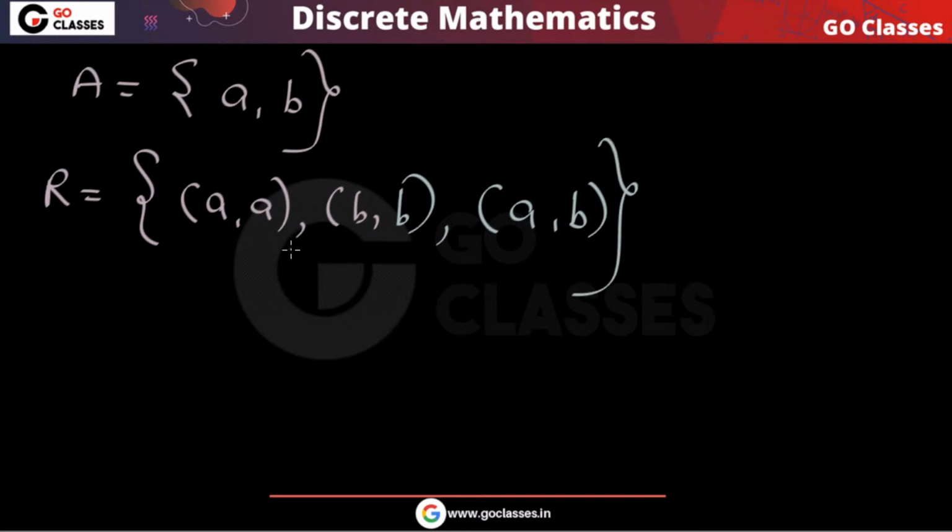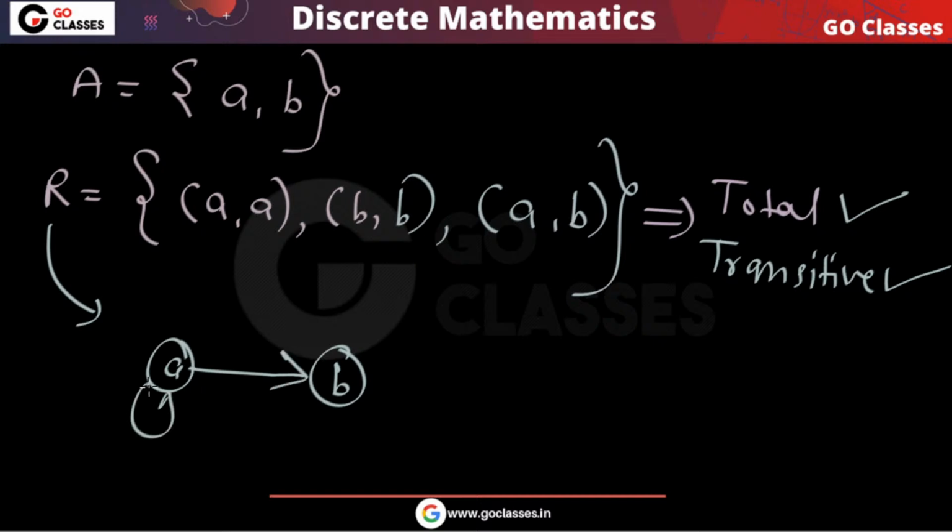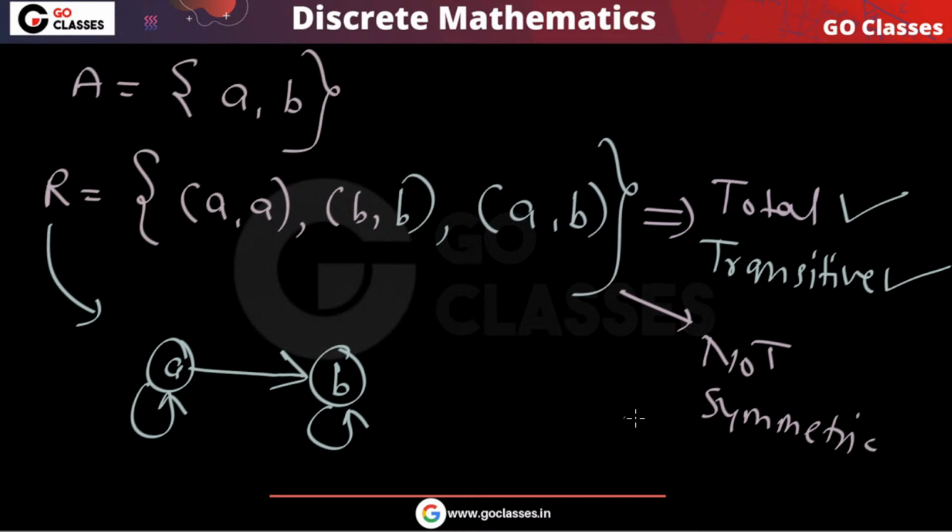Is this relation transitive? You can notice this is transitive, and this is total also, because whatever two elements you take, one is related to the other. The graph of this relation is like this: A is related to B, A is related to A, B is related to B. So you can notice that this is not symmetric. So option number C is wrong.